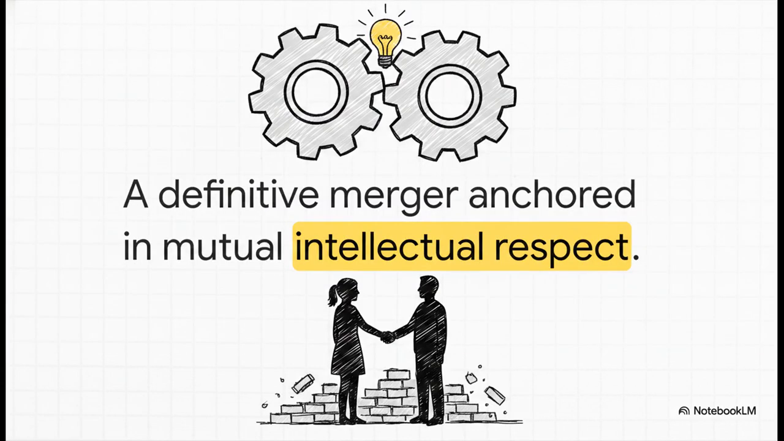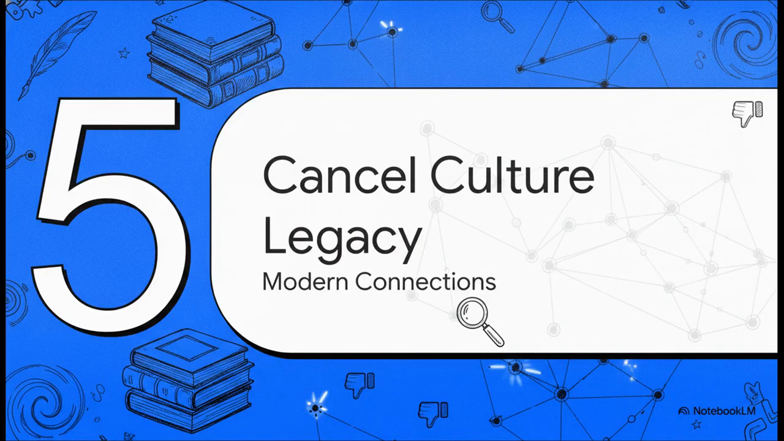Having totally dismantled their respective filters, Elizabeth and Darcy finally managed to override those internal structural barriers. They execute a definitive, highly optimized merger. And the best part? It's one anchored not just in capital acquisition, but in a deep, mutual intellectual respect. Finally, let's jump into Section 5, Legacy and Cancel Culture.